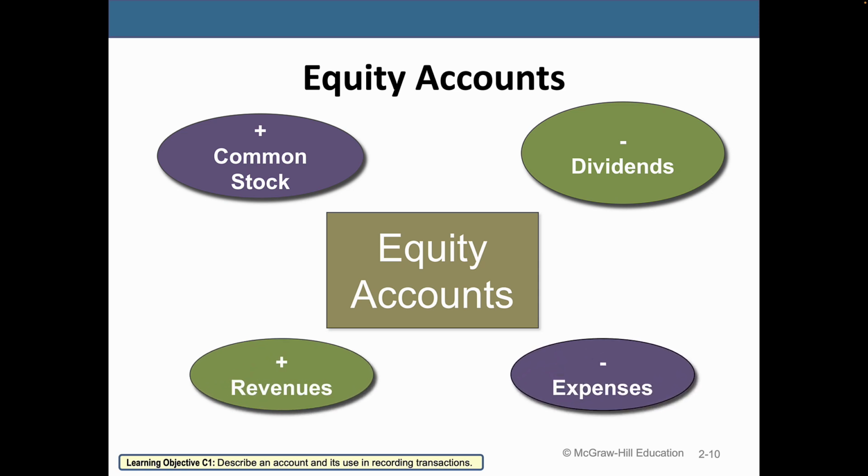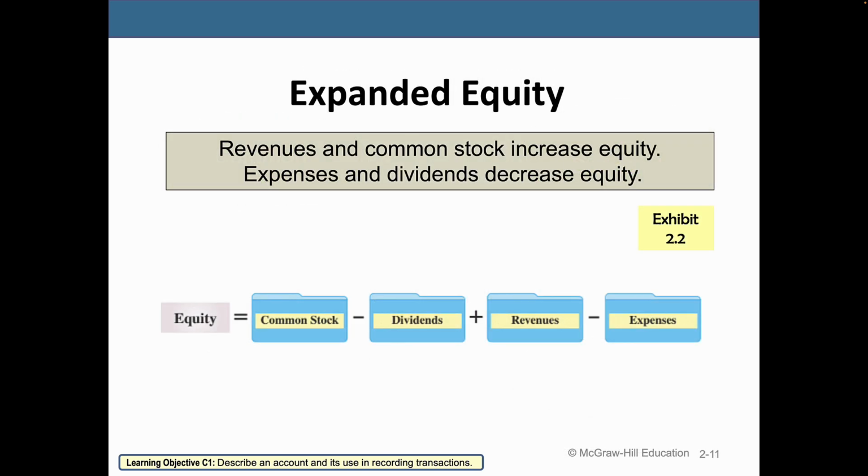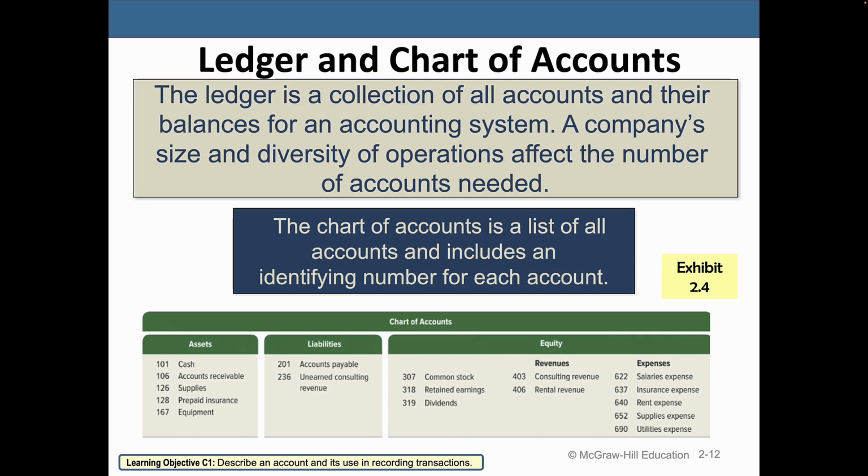And notice that common stock and revenues both increase our equity accounts, and dividends and expenses both decrease our equity accounts. So here we see the expanded equity equation, where revenues and common stock increase equity and expenses and dividends decrease equity. Then we have the general ledger, which is a collection of all accounts and their balances and what we use for our accounting information systems.